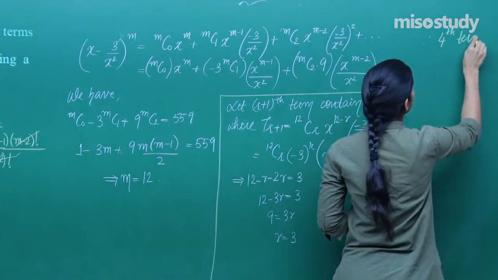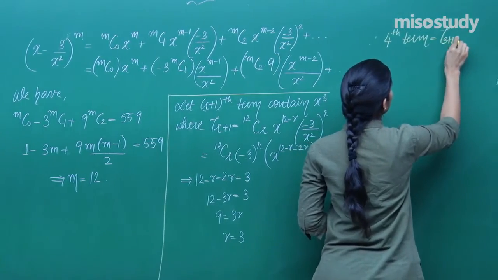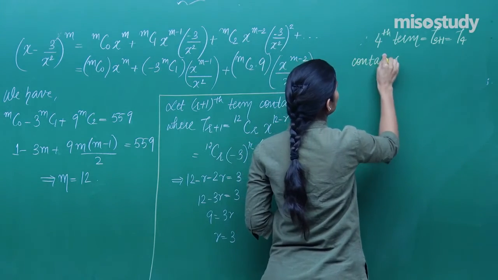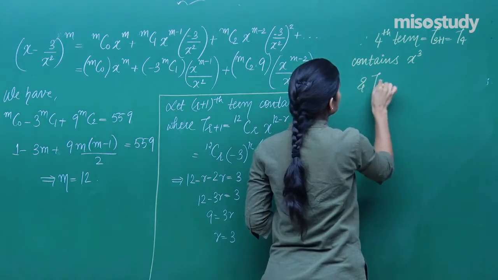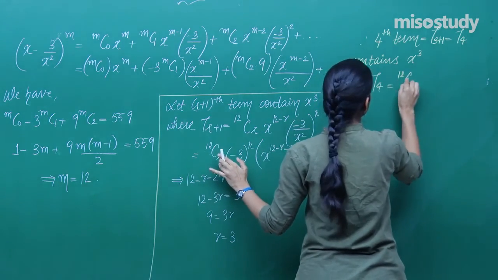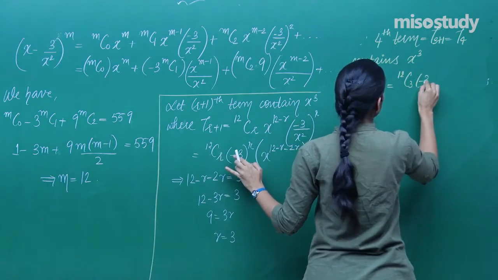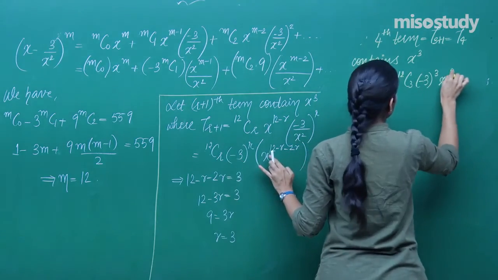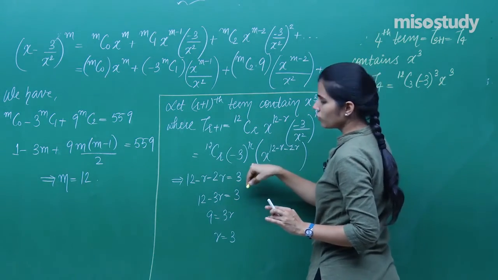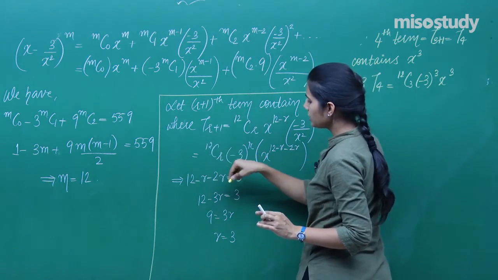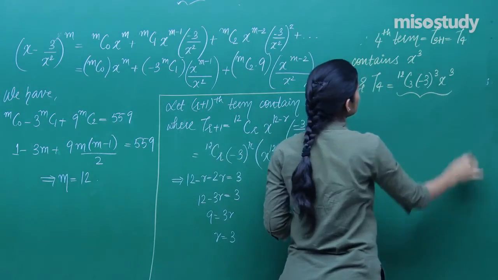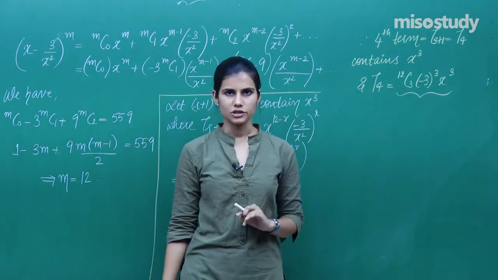the 4th term, that is t3 plus 1, that is t4, contains x cube. And what is your 4th term? t4 will be 12C3 minus 3 to the power 3 x to the power 3, because for r equals 3, this is equal to 3. So x to the power 3, what is its coefficient? 12C3 minus 3 to the power 3. When r is 3, that means the term is the 4th term. You can very easily evaluate this. This happens to be your 4th term which contains x cube.